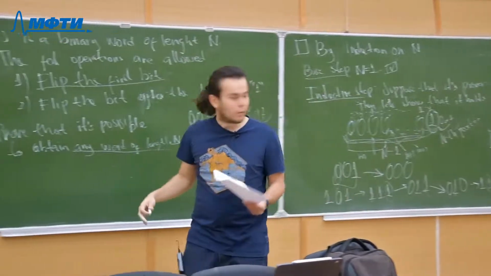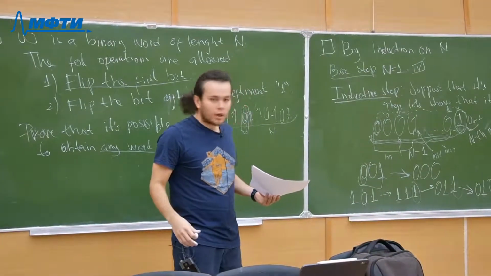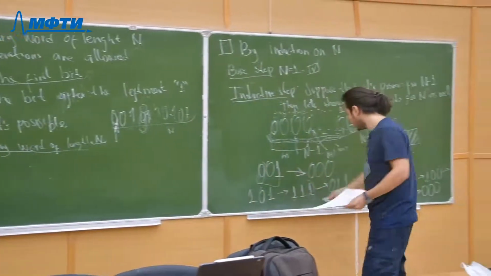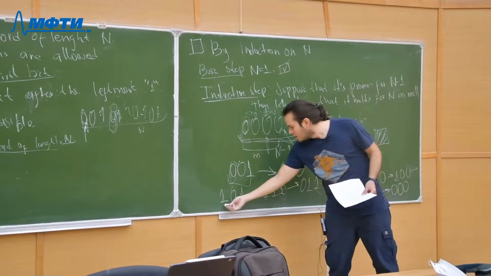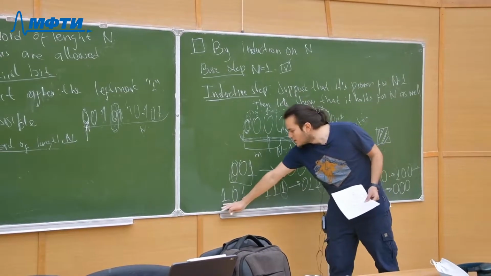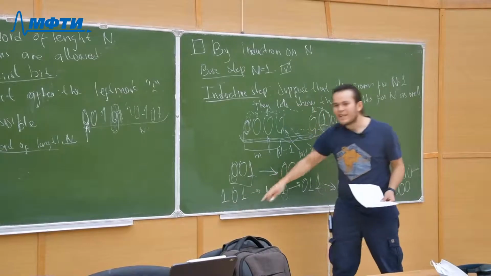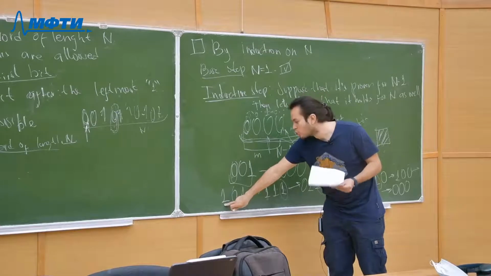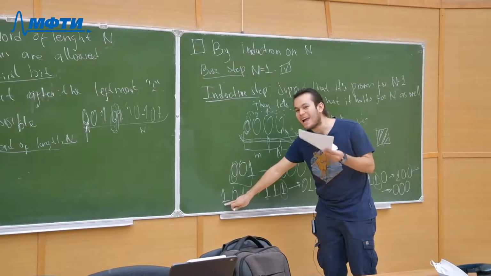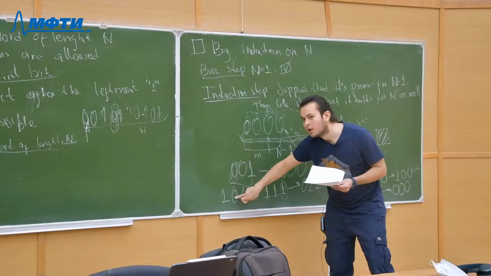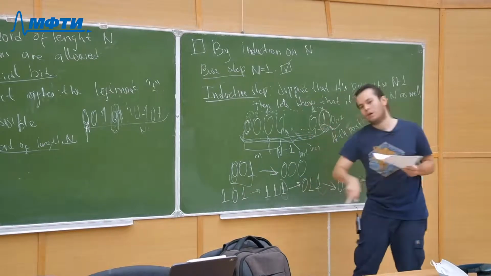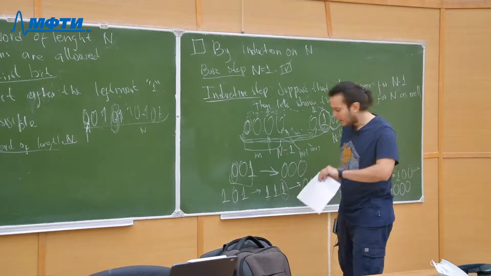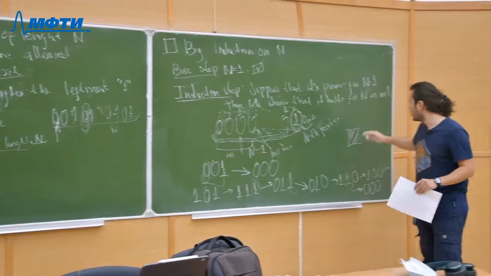How did you get 1, 1, 1? Where did I get 1, 1, 1? Here. Well, in this case, I have 1, 0, and 1. And the leftmost one is this one. Then I can change the bit next to it. So I change this 0 into 1, and then I obtain 1, 1, 1. Okay, and so on, and that's it. So this is proven.